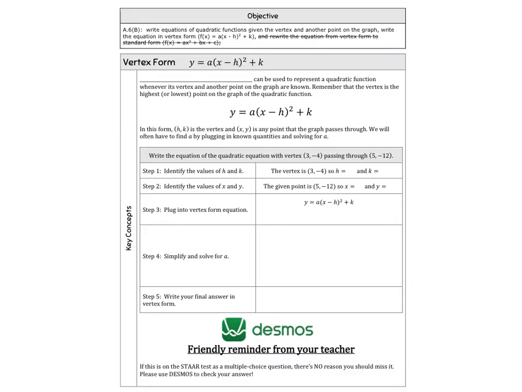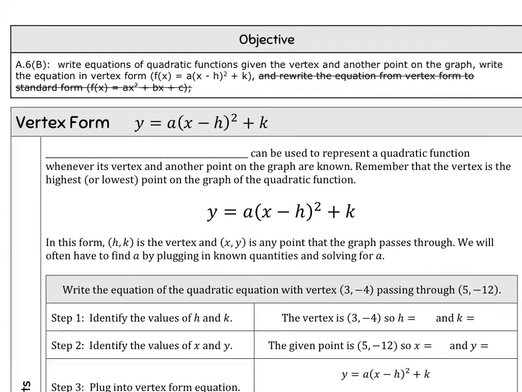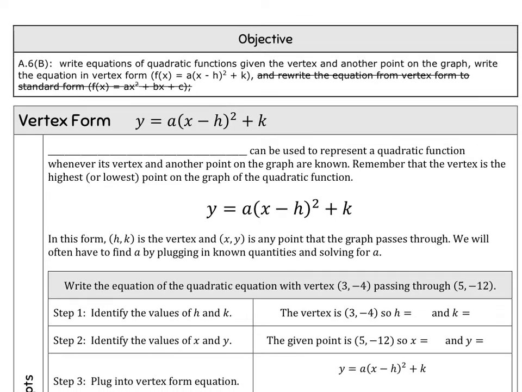The next form of an equation that we're going to talk about is called vertex form. It's on your formula chart. It's number 13 on your formula chart. It's called vertex form because it gives us a lot of important information, including the vertex. Vertex form can be used to represent a quadratic function whenever its vertex and another point on the graph are known. What is the vertex?